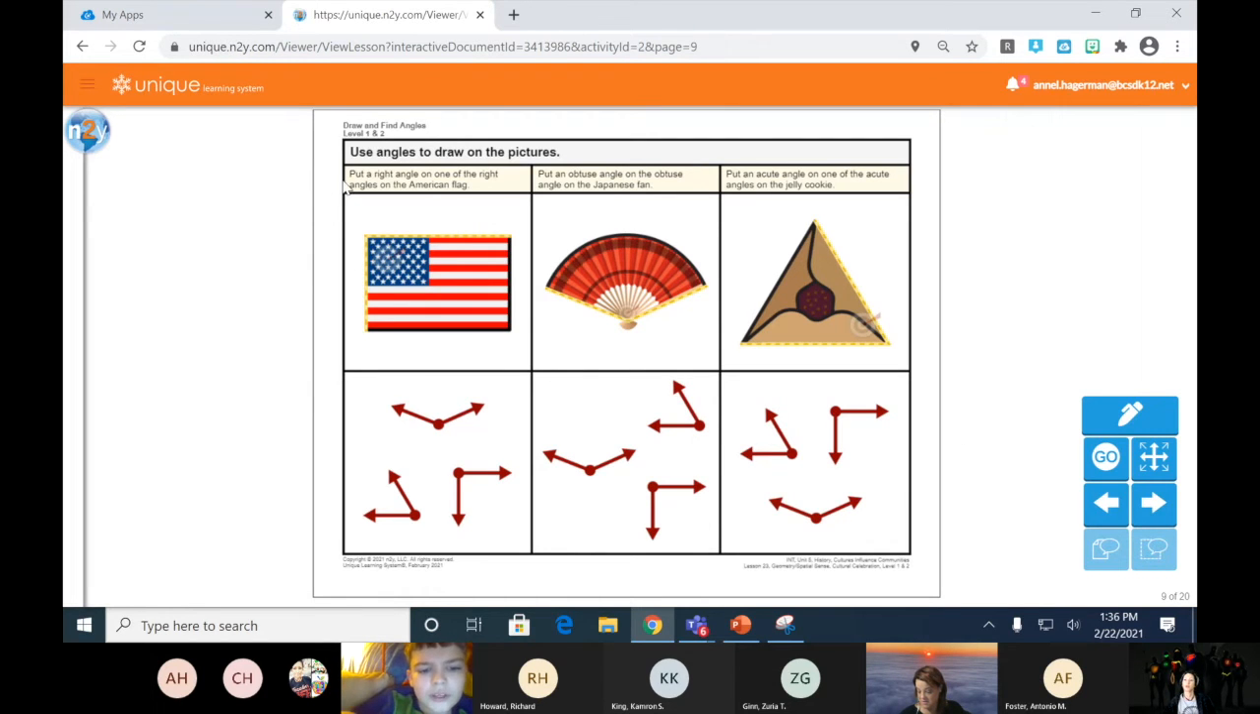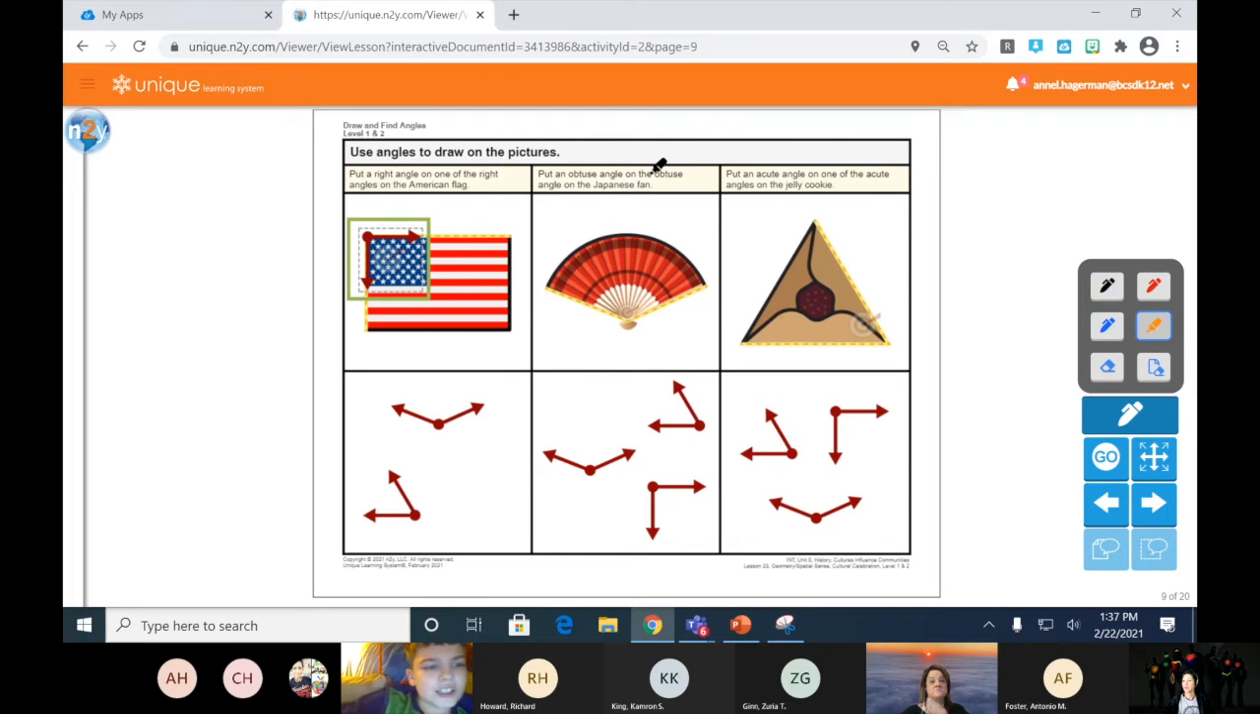All right, so here we're going to use angles. Put a right angle on one of the right angles on the American flag. So all you have to do is match it to the yellow lines. Here is a right angle because it's 90 degrees. Put an obtuse angle on the obtuse angle on the Japanese flag.